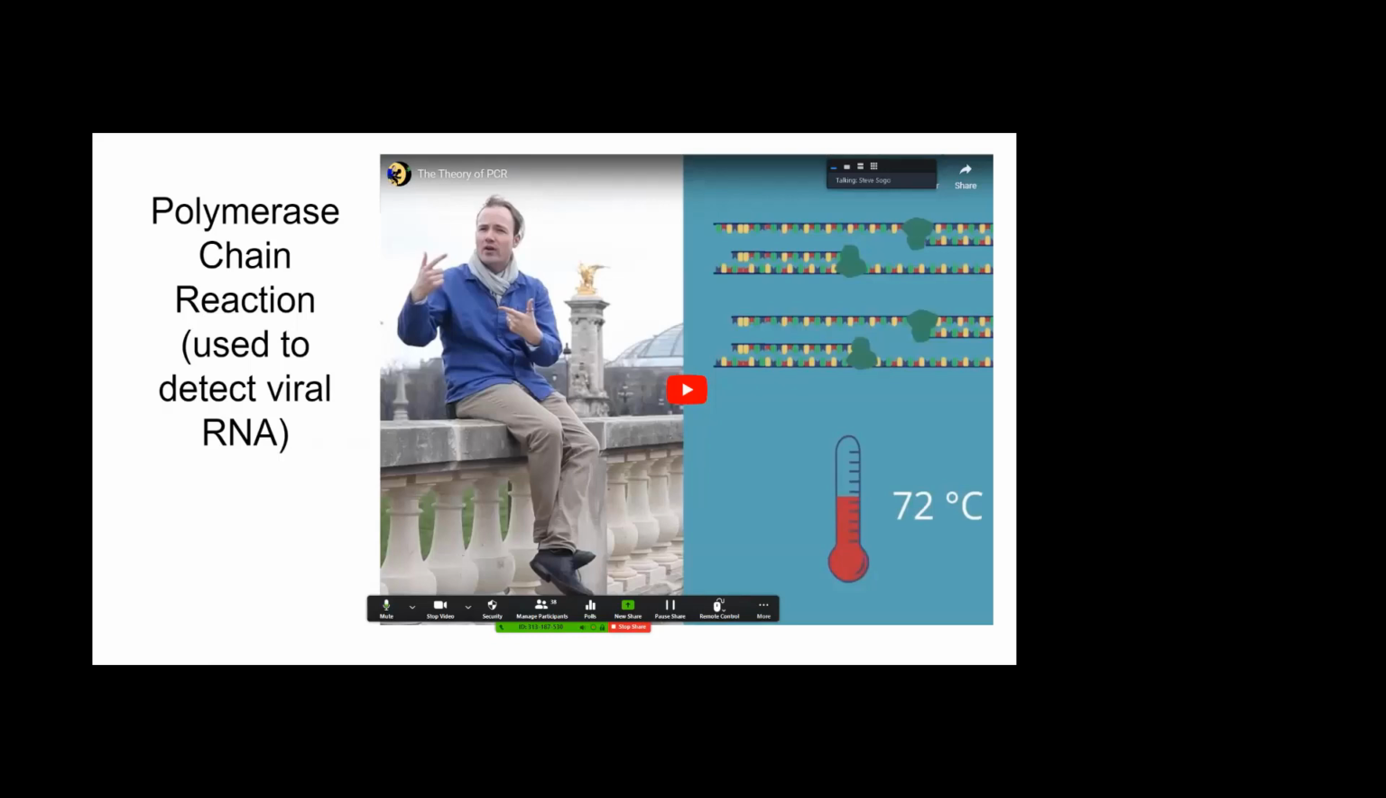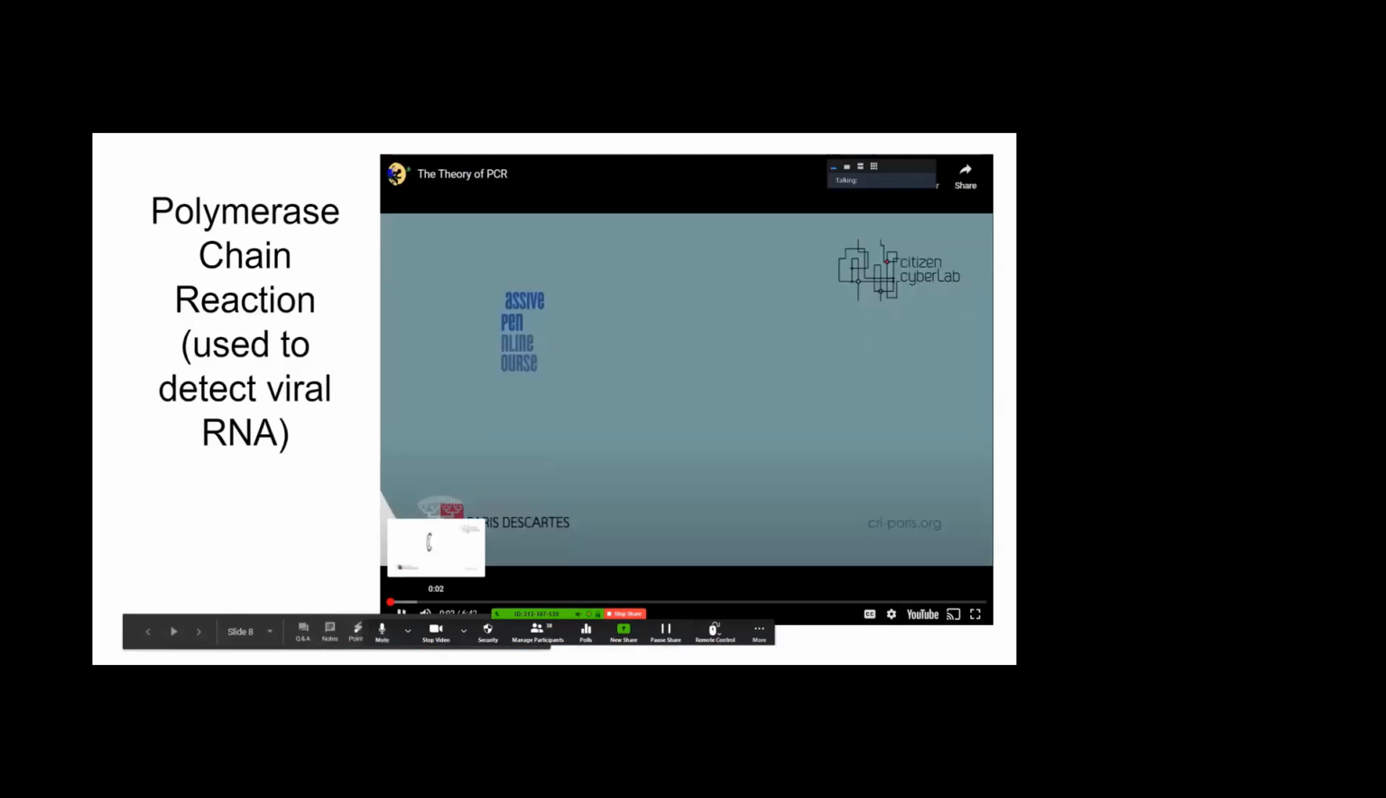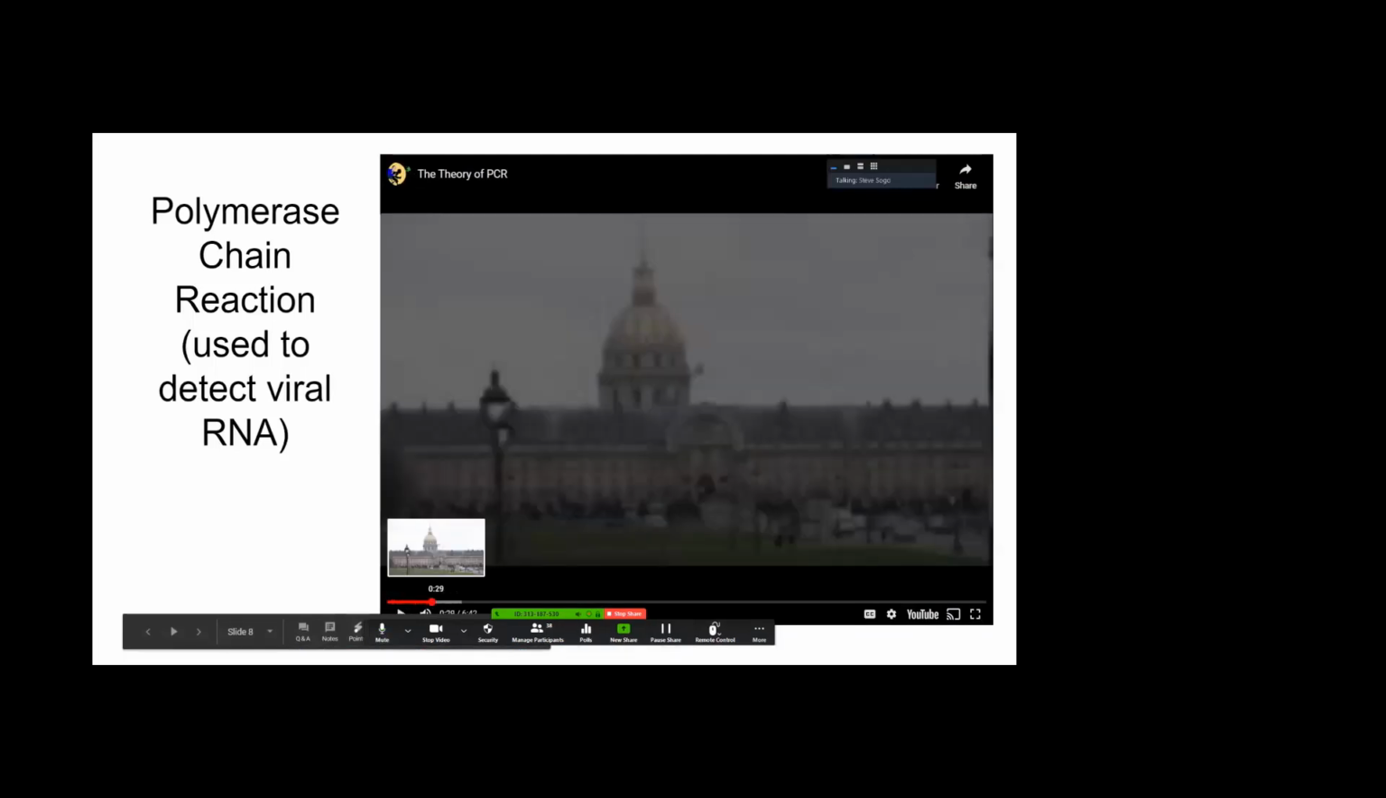I'm hoping in the cartoon that's here, you can imagine this blob is the polymerase. These are chains of DNA that are going to be replicated. That's the polymerase chain reaction. So here we go.